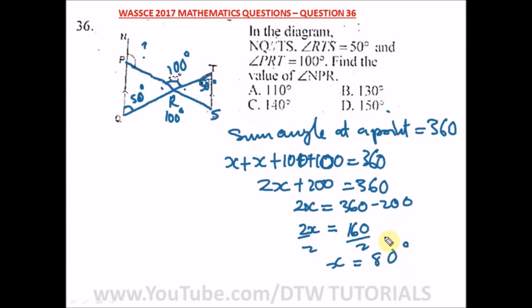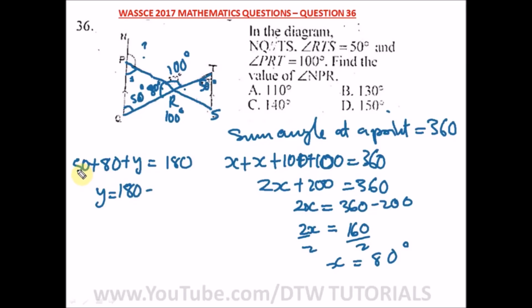Okay, since we've gotten x as 80 degrees, it means here is 80 degrees. The next thing we have to look for is this angle. To get this angle, you know this is a triangle, is that not it? The sum of angles in a triangle is equal to 180 degrees. So we have 50 plus 80 plus y, let's make this y, is equal to 180.